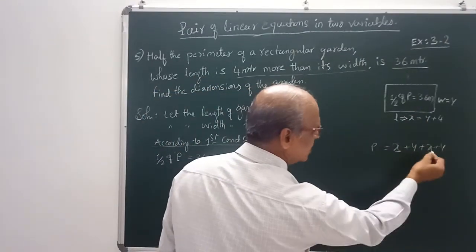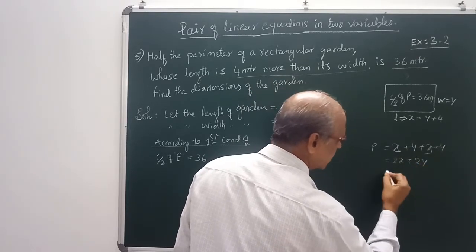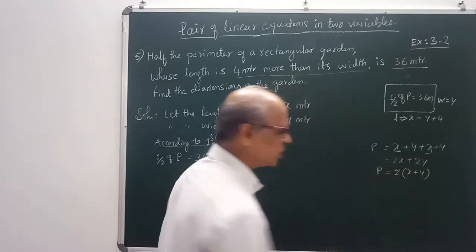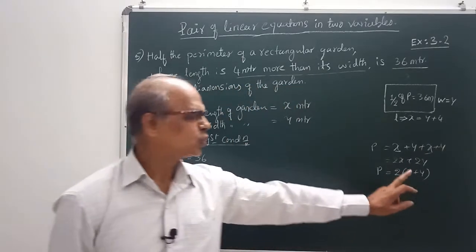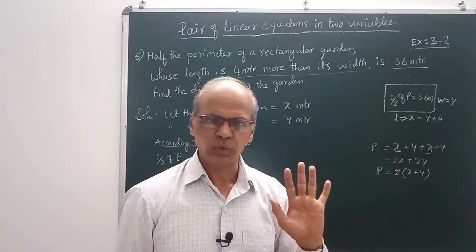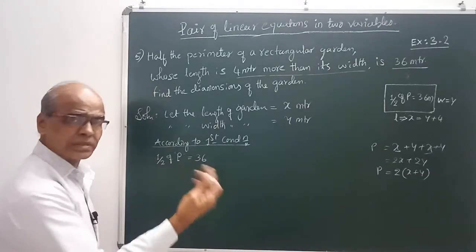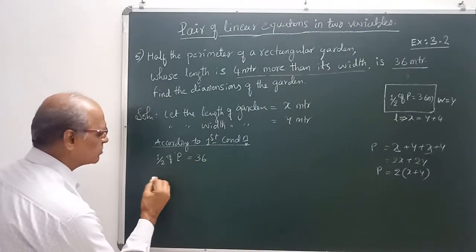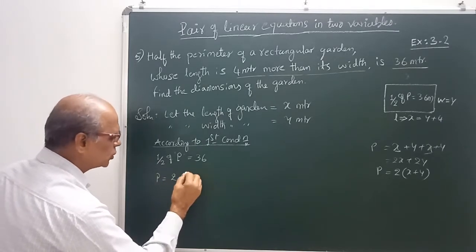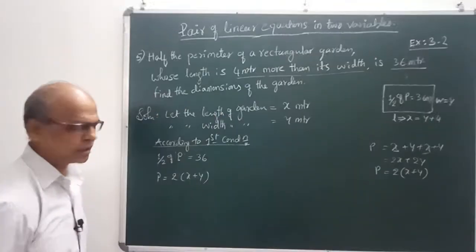Now you see, x and x becomes 2x, y and y becomes 2y. You can take out 2 common, x plus y. This is the formula to calculate the perimeter of a rectangle. Understood? So I am going to apply the same thing. So for half the perimeter, first I will write the perimeter is equal to 2 into x plus y. How this came? I have given you here the understanding.